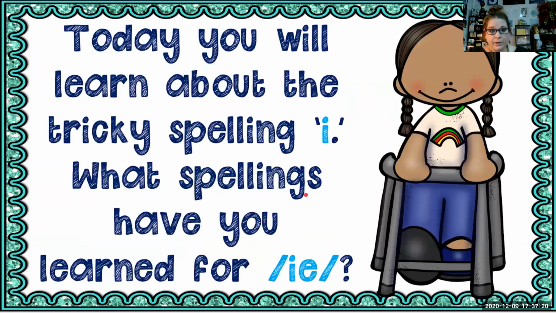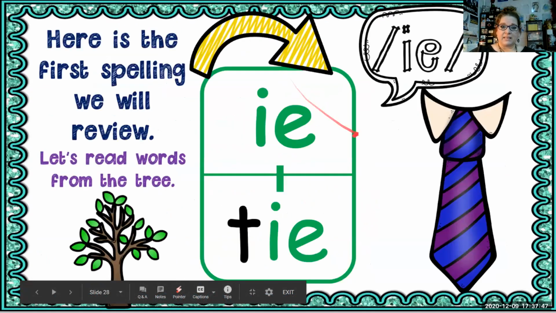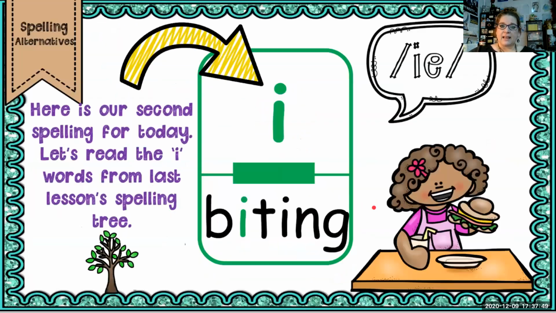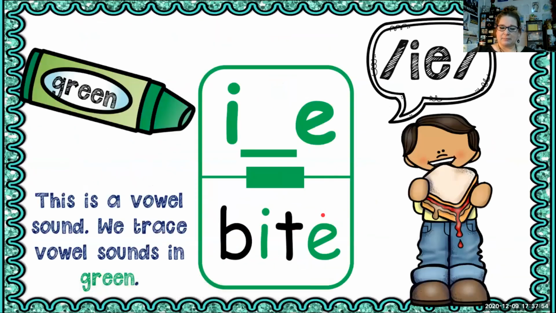All right, so today we're going to learn about the tricky spelling I. Most of what spellings have we learned for the sound I? We have learned IE, we have learned I consonant E, and we have learned just the letter I. So we have learned those three different ways to spell the sound I, like in tie and biting and bite.